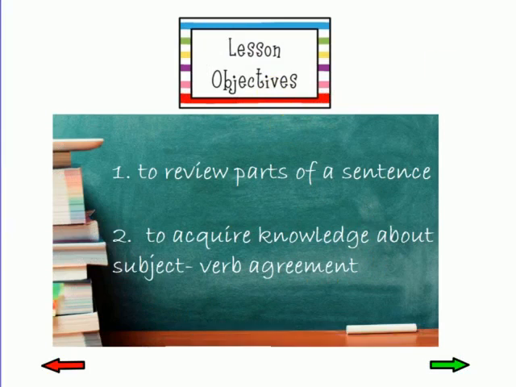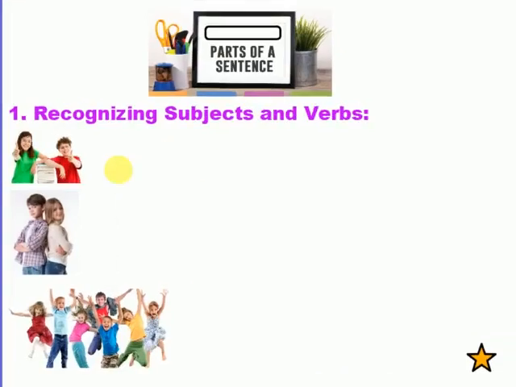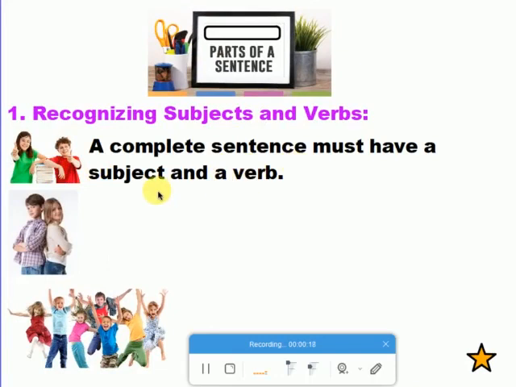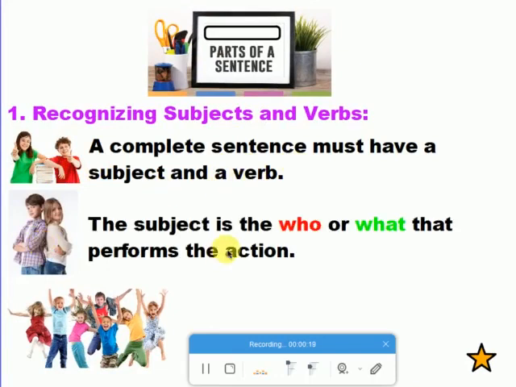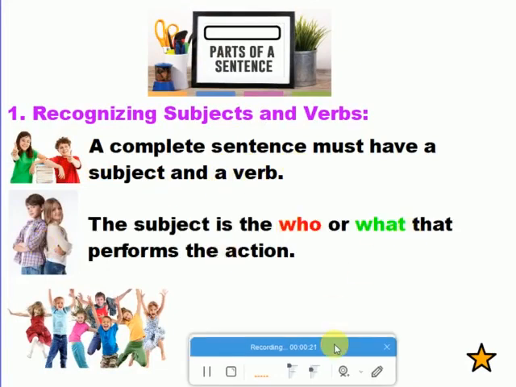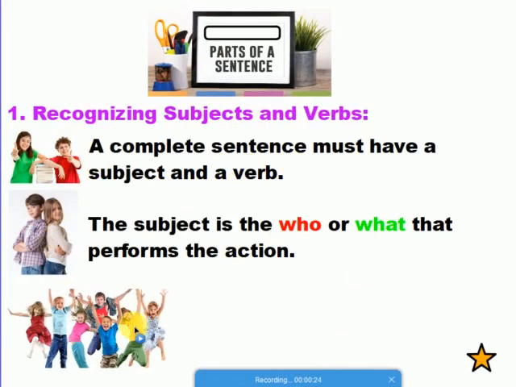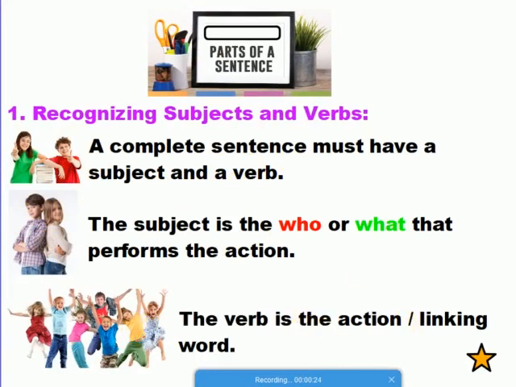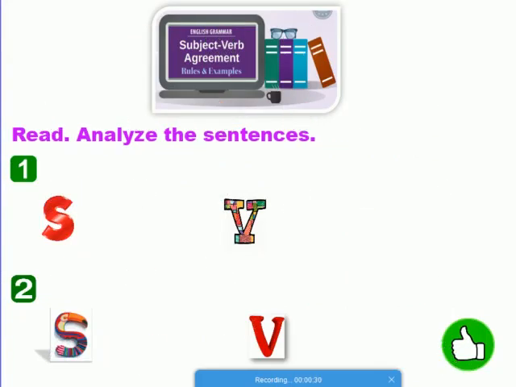As we have already mentioned in class, a complete sentence must have a subject and a verb. The subject is the who or what that performs the action, whereas the verb is the action or linking word. The first step to understand subject-verb agreement is to analyze each sentence by spotting the verb and the subject.